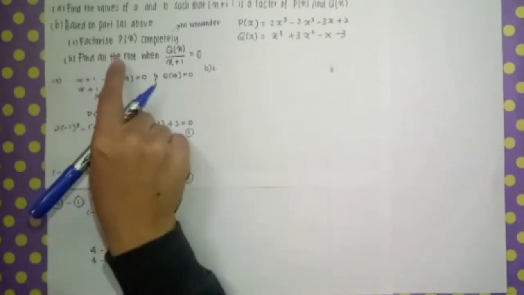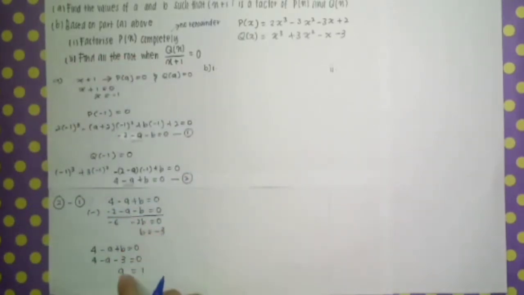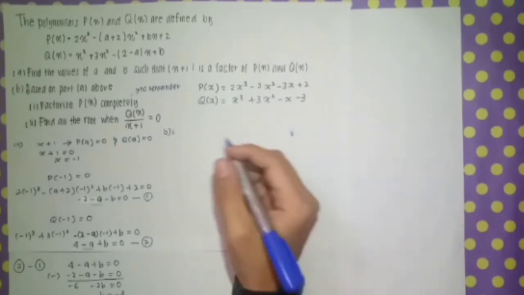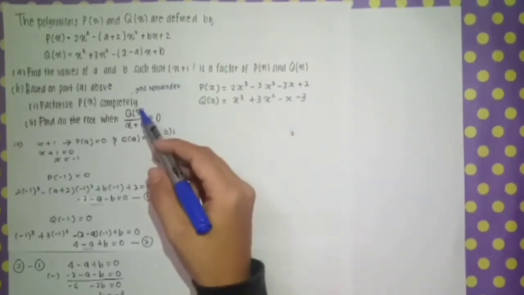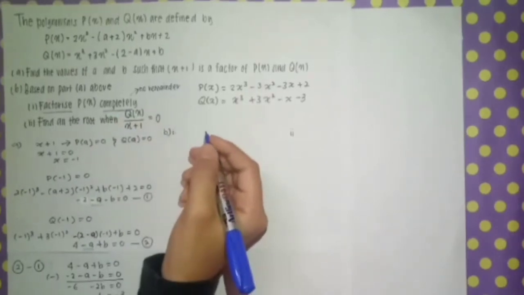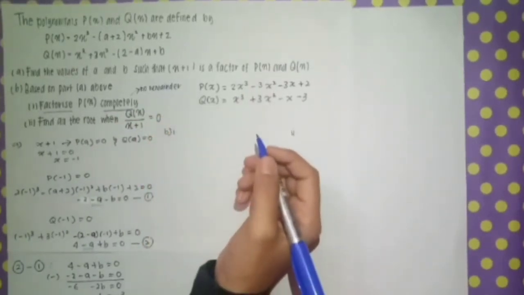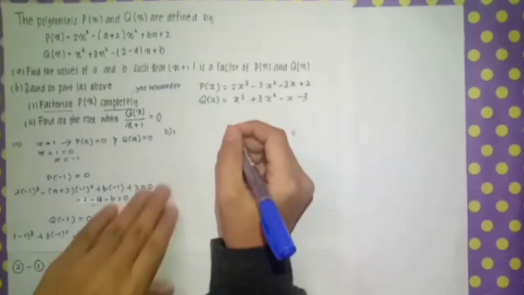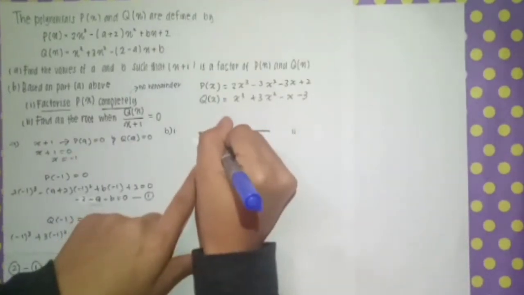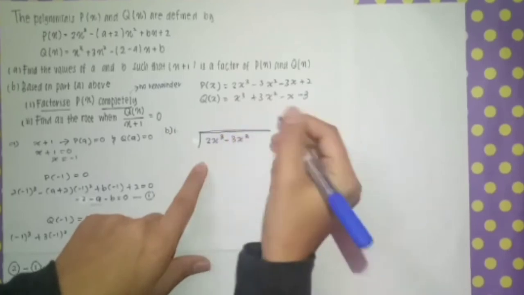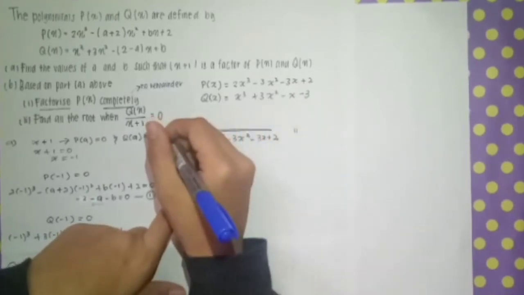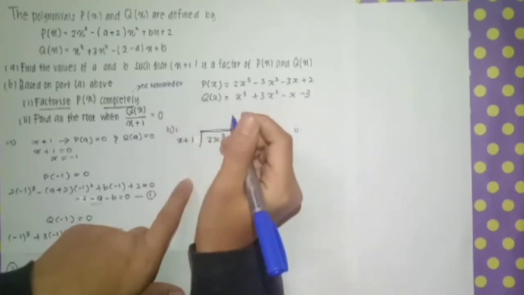Before we solve question B, we put the values of a and b into P(x) and Q(x), like this. For B first Roman, factorize P(x) completely. The key words here are factorize completely, meaning this long division has no remainder. So for this problem, first we go into long division, where the divisor is 2x cubed minus 3x squared minus 3x plus 2 at the inside and x plus 1 at the outside.